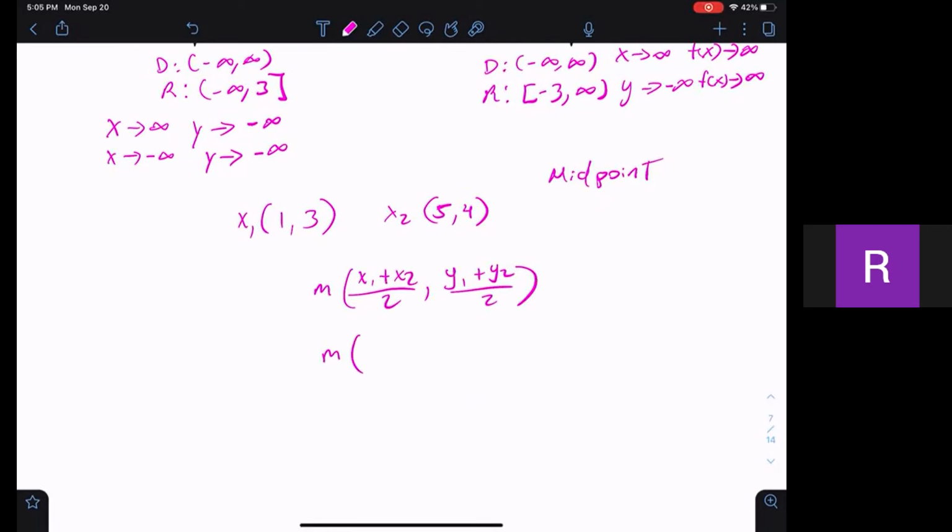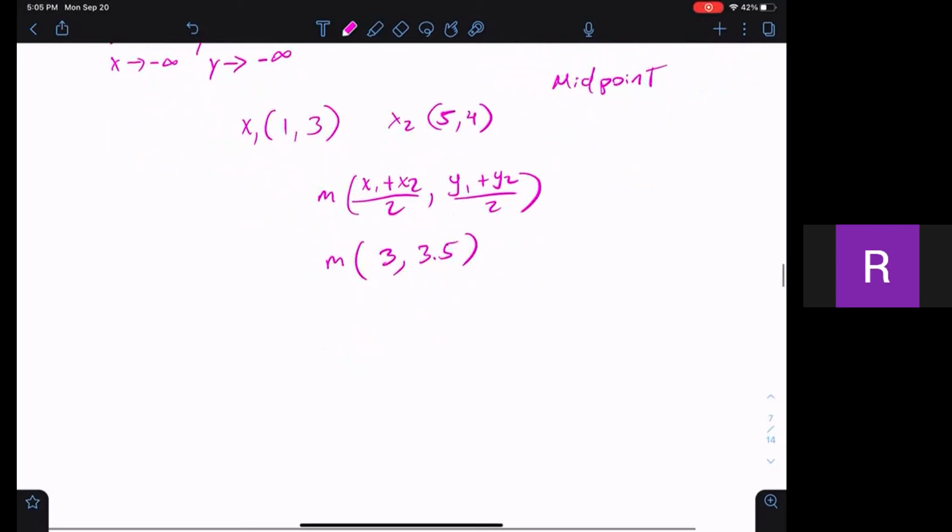So what is the average of these two numbers? 1 plus 5 is 6, divided by 2 is 3. That's the midpoint. And then between 3 and 4, the sum is 7, and 7 divided by 2 is 3.5. So that's the midpoint, if they want you to find the midpoint, okay?